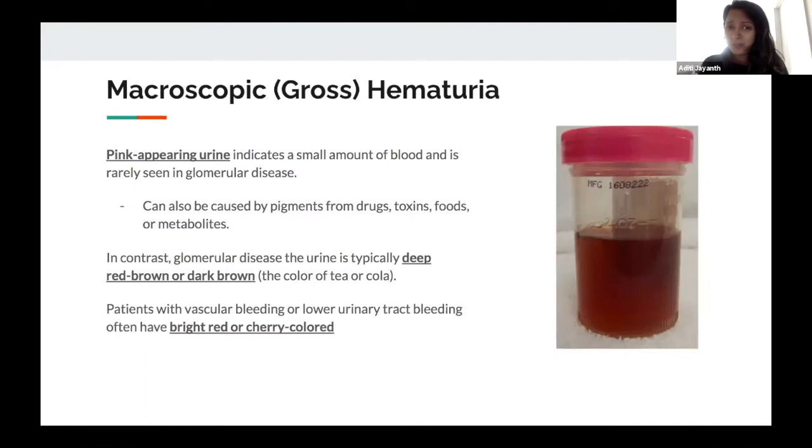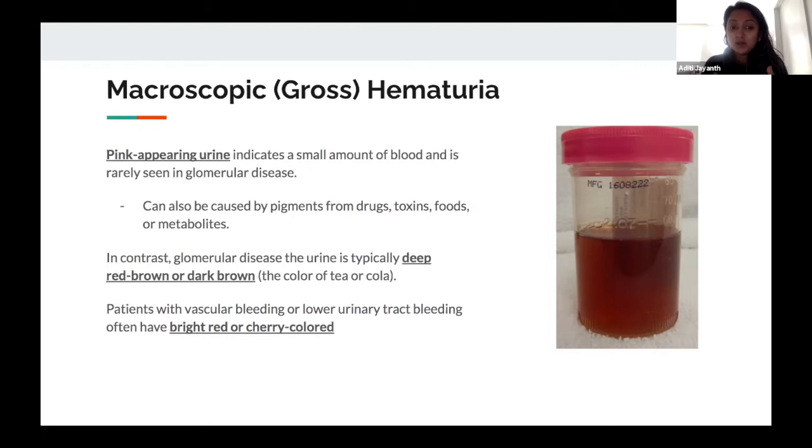So macroscopic hematuria, which is essentially gross hematuria, indicates that there's a small amount of blood. Generally it is rarely seen in glomerular disease, but it can also be caused by pigments from foods and drugs, metabolites. So foods are something that we'll actually talk about because that's one of the really common causes of people presenting, especially in the peds populations, especially kids trying new foods, red foods.